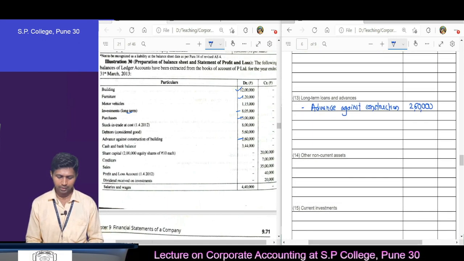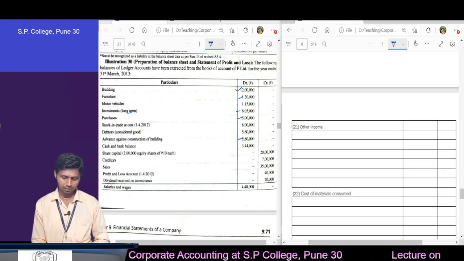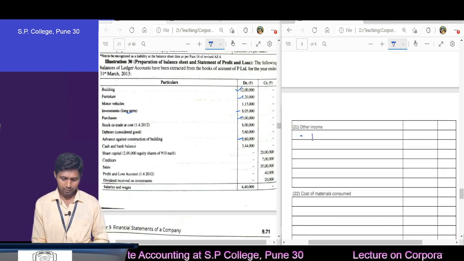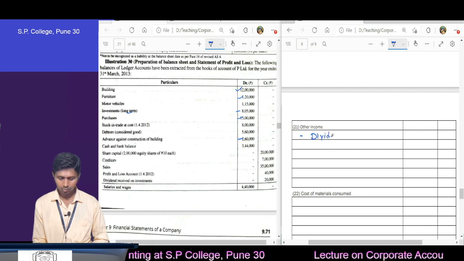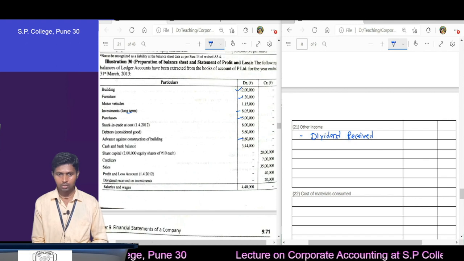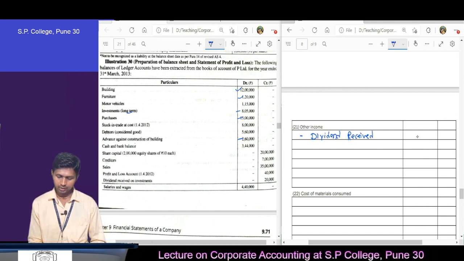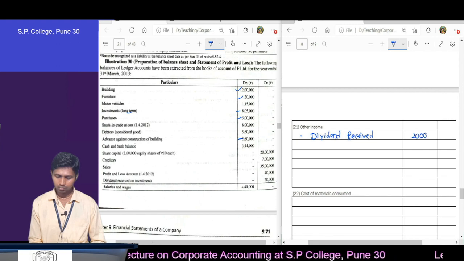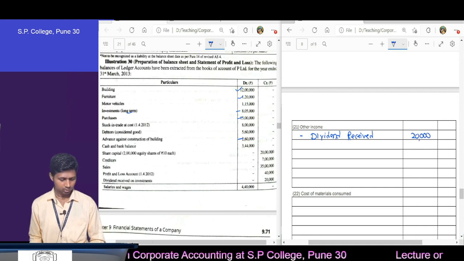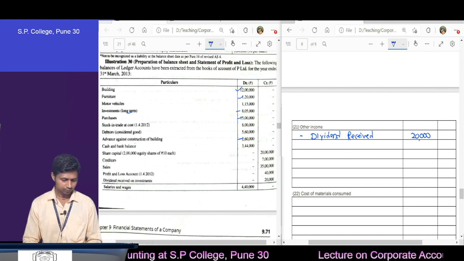Correct. Now first check, do we have any note? Yes, we have note number 21, which is not the major income. Therefore, in other income, write dividend received. How much dividend have we received? 20,000, right? That is 20,000. Now, after writing that dividend 20,000, next what?